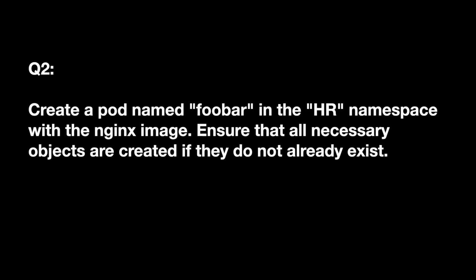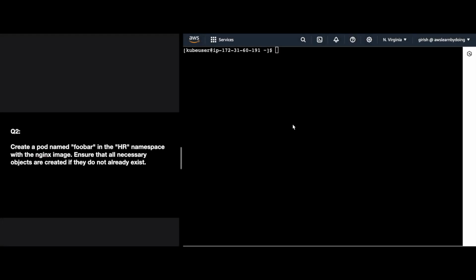Question two: create a pod named foobar in the HR namespace with the nginx image. Ensure that all necessary objects are created if they do not already exist. Let's see this. First, let's check whether the HR namespace already exists. And you can see there is no namespace HR. And ns is a short form for namespace. I suggest that wherever possible, start using short forms during your practice as well, so that you can do the same in the exam and save some time.